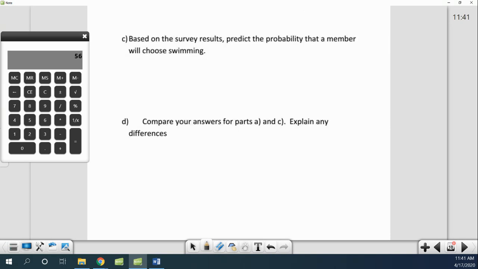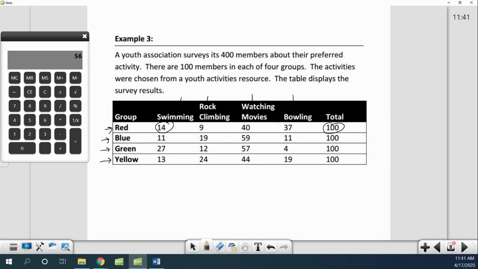So we're thinking 56 people, based on the survey results. So forget red team. Look at the entire thing. What is the probability that any team member chooses swimming? So now I've got to look at everybody. I've got 14 plus 11 plus 27 plus 13, which gives 65 people out of 400 in total. So 65 divided by 400 times 100.